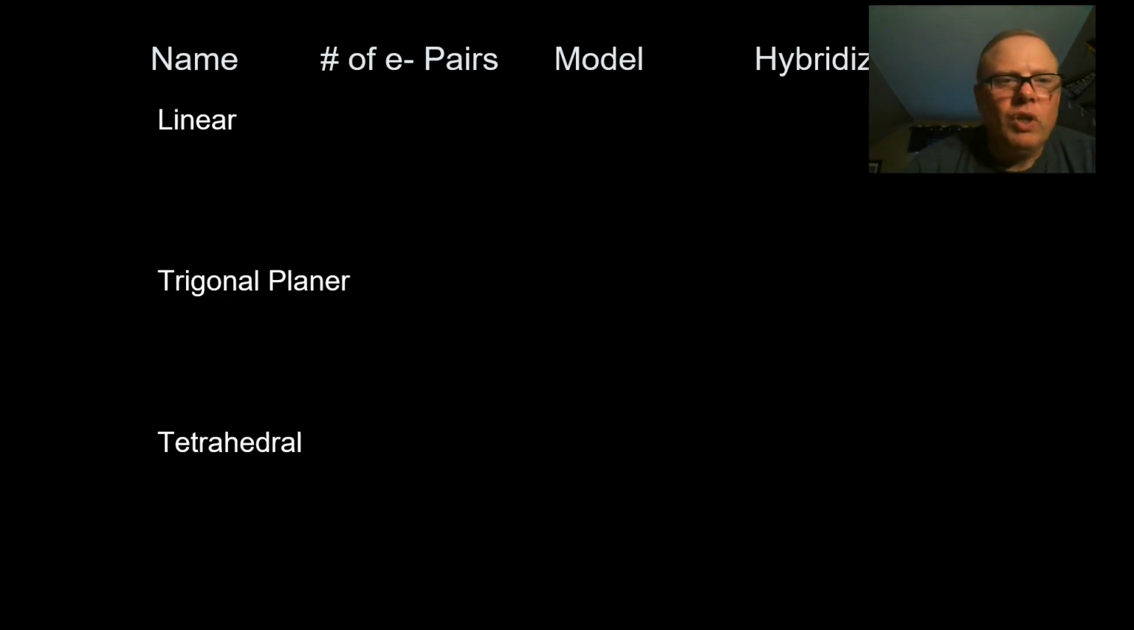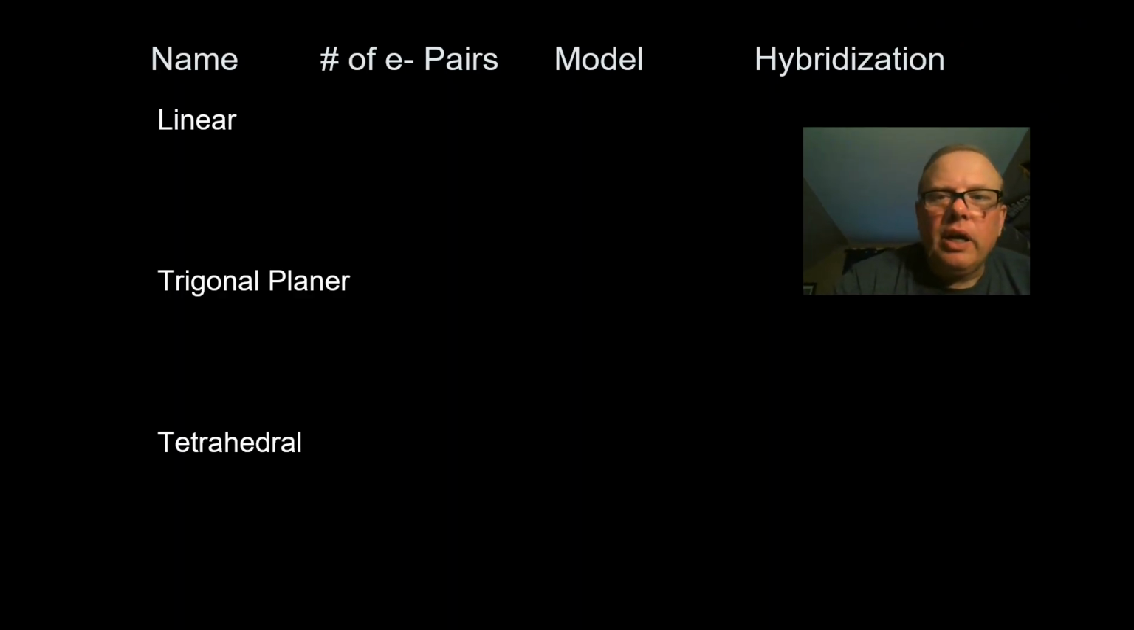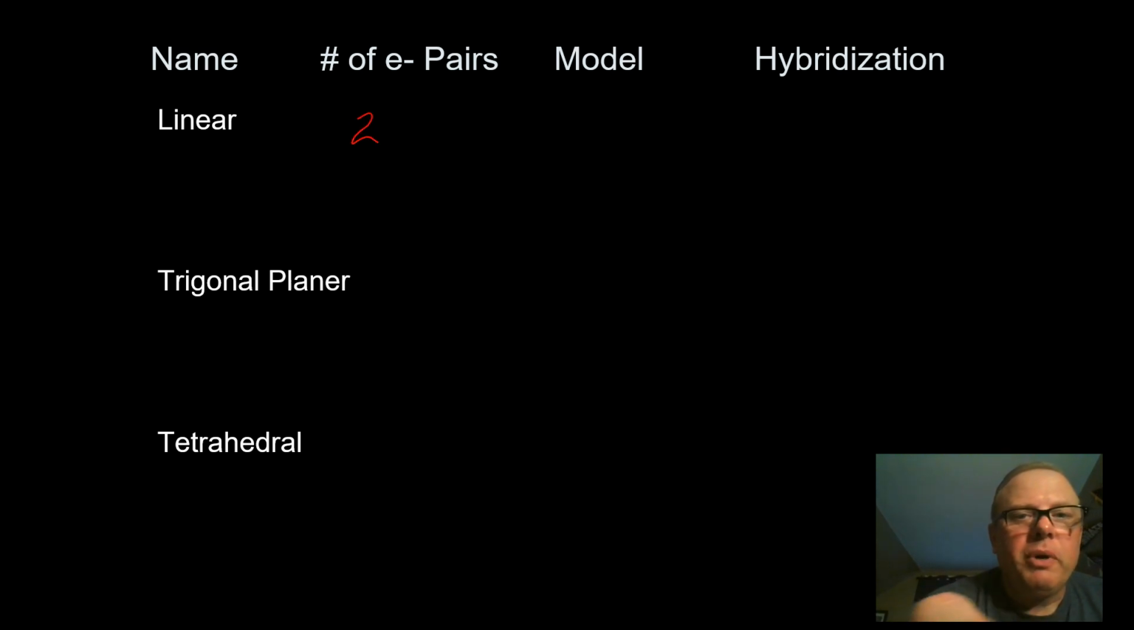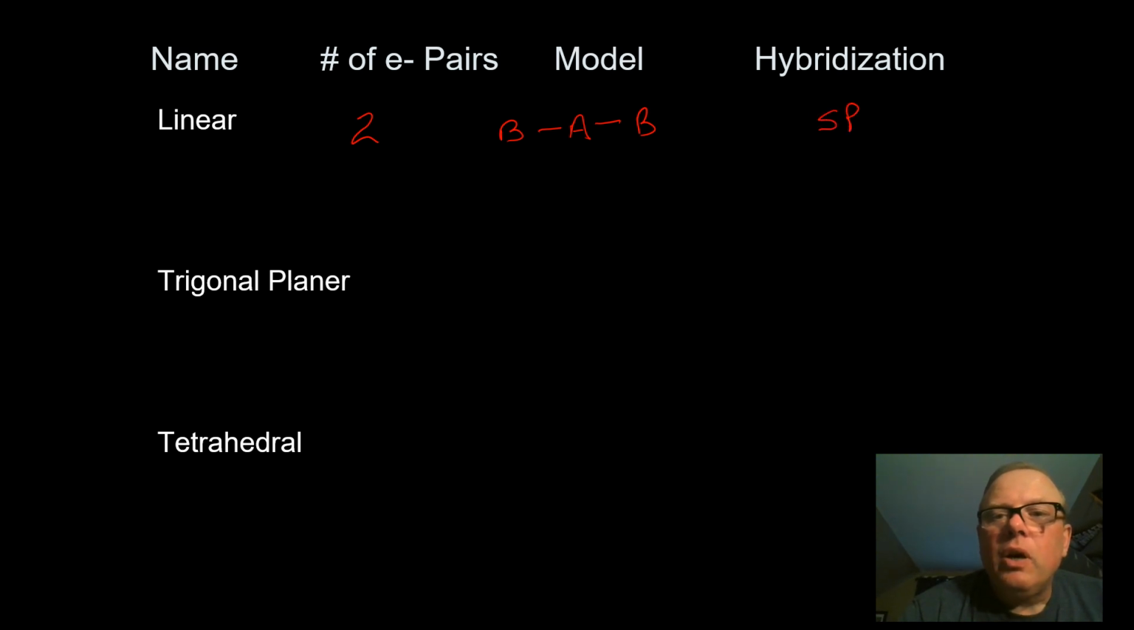Now, these are the main shapes that we are going to see with our idea of VSEPR. Linear here is going to have 2 pairs of electrons primarily. And it's going to be something like A in the middle, bonded to B and bonded to B. And again, each of these lines represents a pair of electrons. So our hybridization here is sp. Why? Because there's 4 electrons in it, 2 s and 2 p.